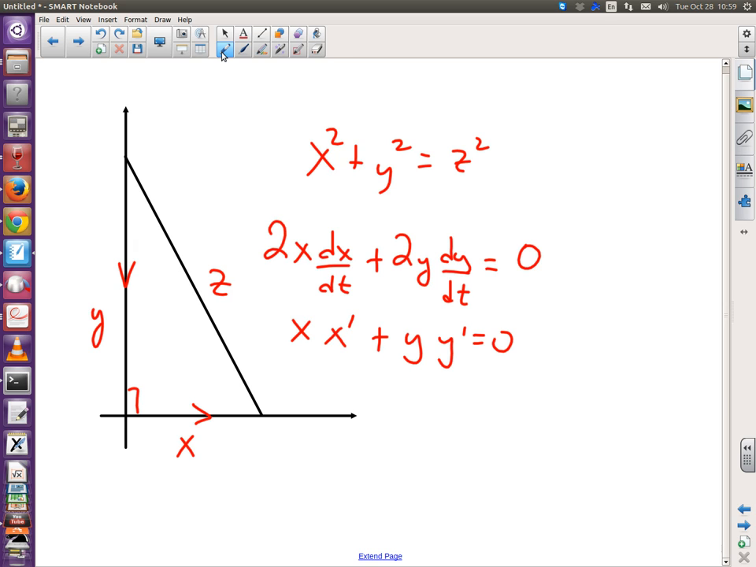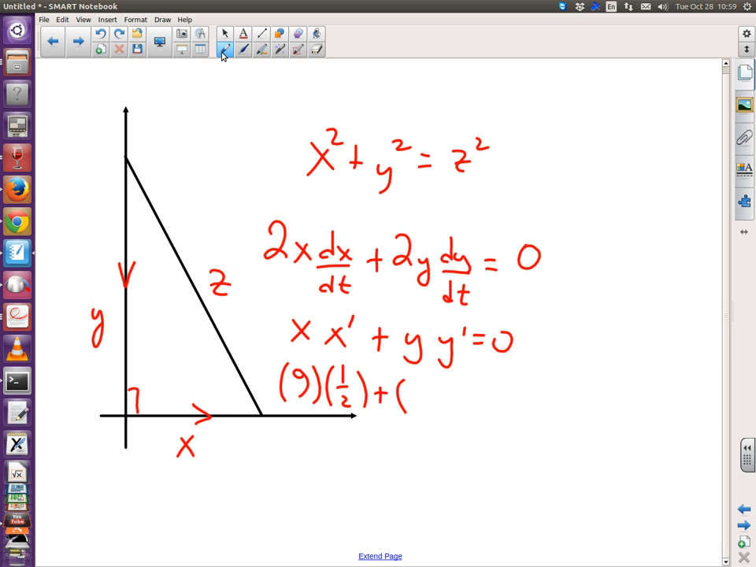And plug in what you know. X at this instant is 9 feet. X prime was 1/2 foot per second. Y, we don't know. But we know that z is 15 and we know that x is 9. Isn't that a 3, 4, 5 right triangle? 3 times 3 is x is 9. 3 times 4 is y is 12. And 3 times 5 is 15 is z, 15 feet. So y is 12 feet.